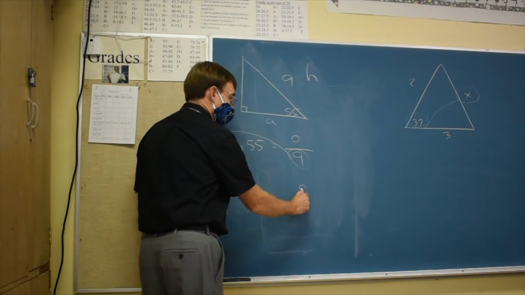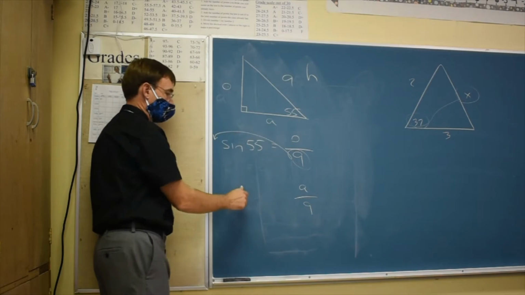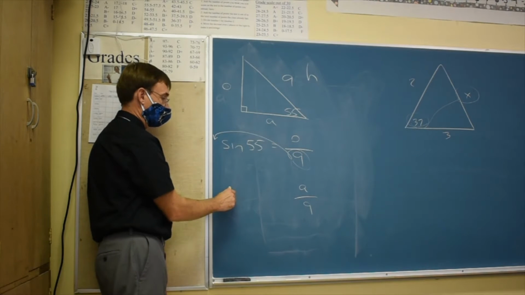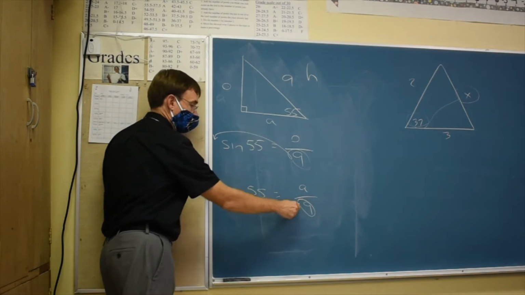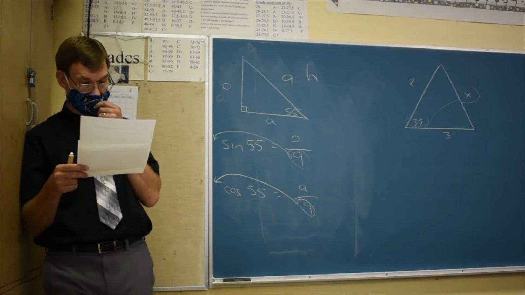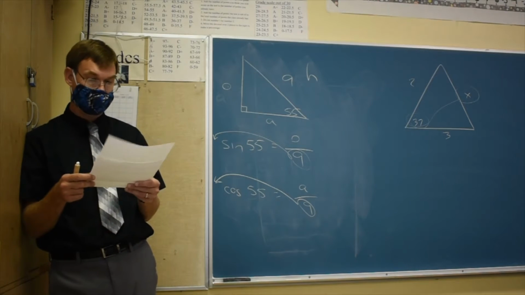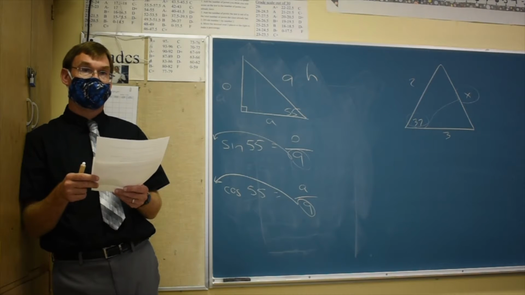If I want to go get the A, I could put the A over the 9. Which word is that? Cosine. Still 55, and the 9 likewise just needs to go up. That's how we could produce those two answers on 1516. Any confusion on that?